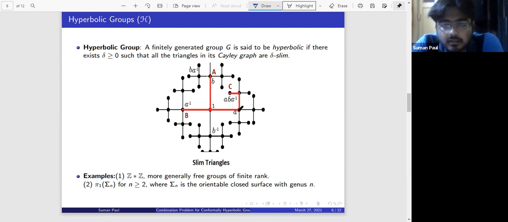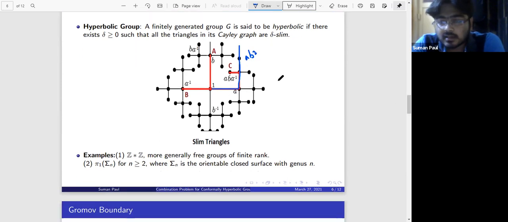Okay. Now, if I take this geodesic, so yeah, let me draw it. Take these geodesic rays like this. So this is basically 1, a, then ab, then ab squared. This is ab squared, and so on. So now you can see that these two geodesic rays are in different classes.